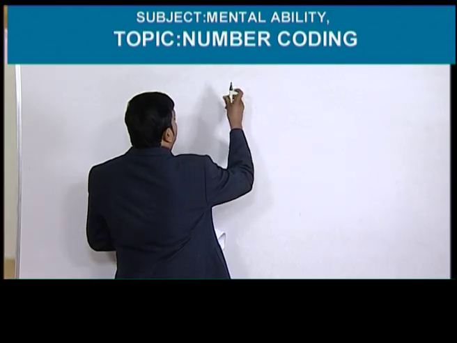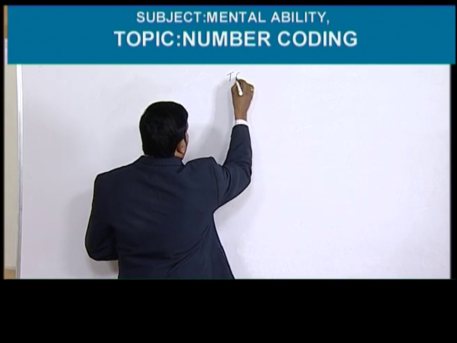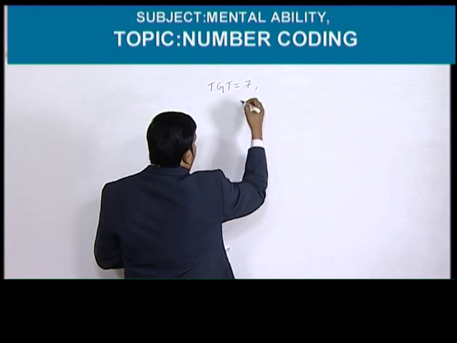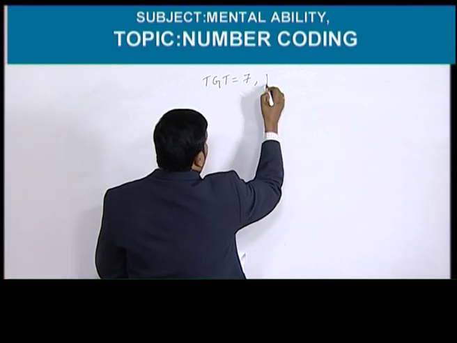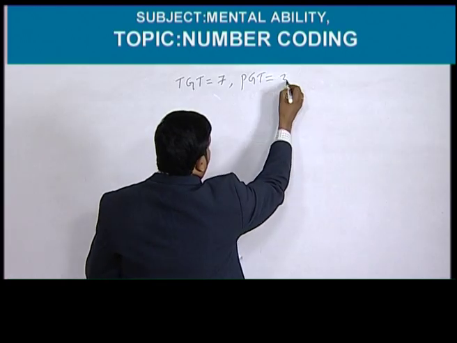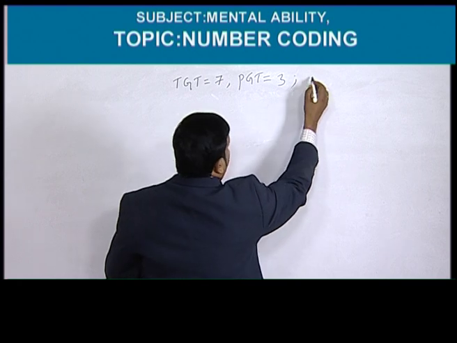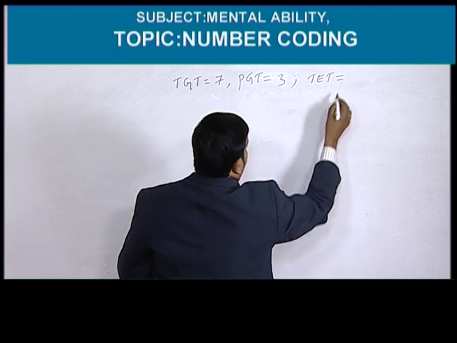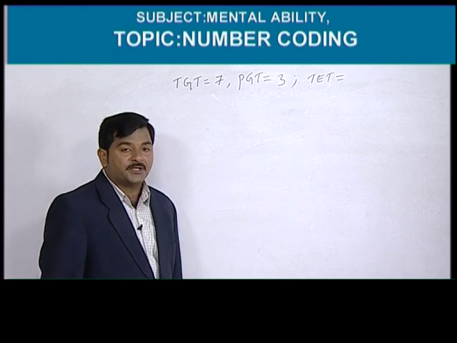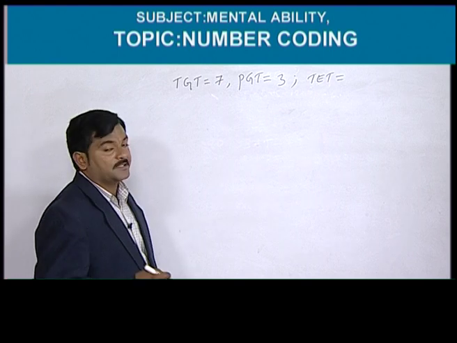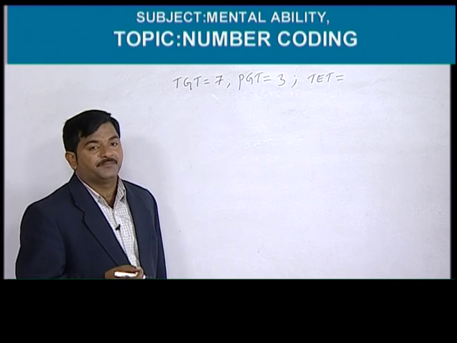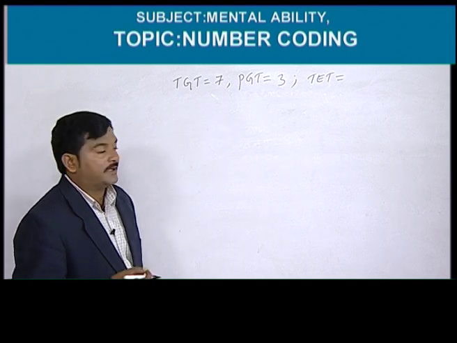Next example. In a certain code language, TGT is written as 7. In the same language, PGT is written as 3. Then what is the code for the given word TET? I repeat the question once again. In a certain code language, TGT is written as 7. In the same language, PGT is written as 3. Then what is the code for the given word TET?